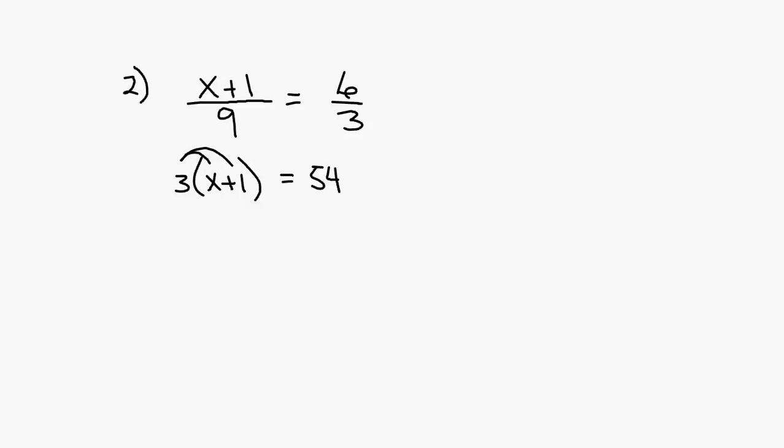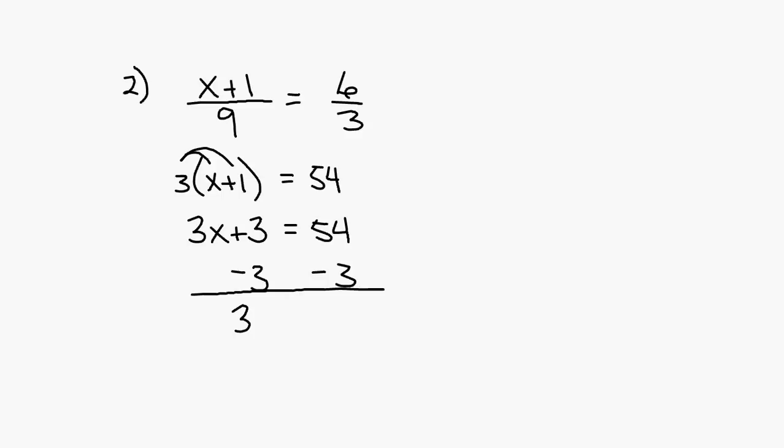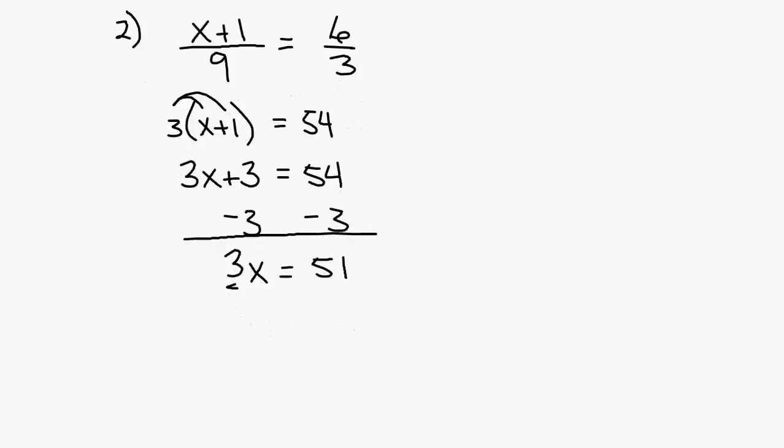Next step is to distribute the 3. So 3 times x is 3x, and 3 times positive 1 is positive 3. You can subtract 3 from each side. So 3x will equal 51. And then divide each side by 3. And x will equal 17.